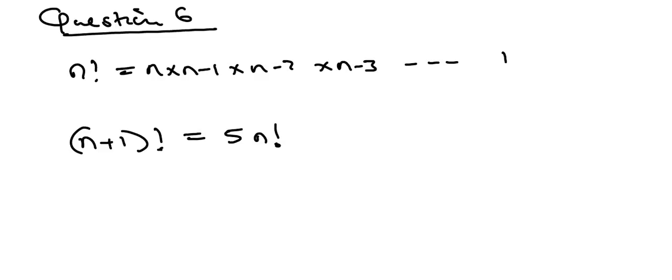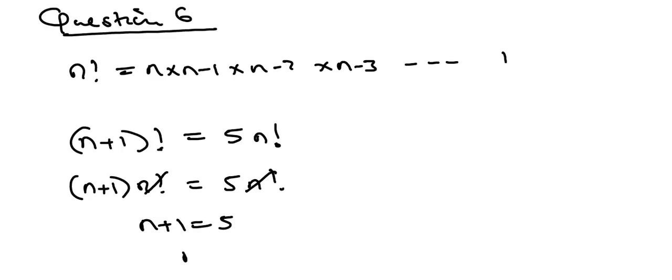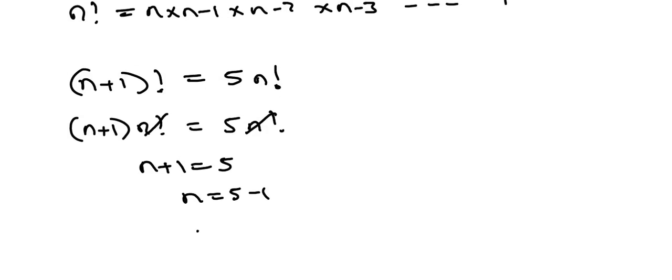The factorial here is just with the n. So this is the same as, we can reduce this, right? This is the same as n plus 1, then n factorial, this is the same as 5 and n factorial. We can now cancel the n factorial, meaning n plus 1 is equal to 5, meaning n is equal to 5 minus 1, implying that your n is equal to 4. So this is what you get.